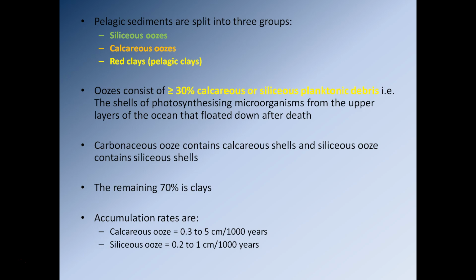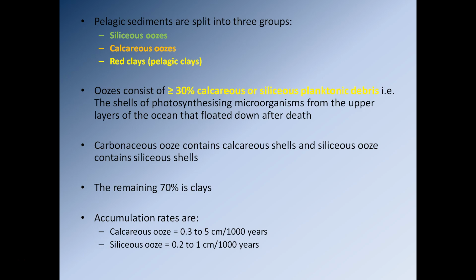So pelagic sediments are split into three groups: siliceous oozes, calcareous oozes, and red clays, also called pelagic clays. So what's an ooze? An ooze consists of equal to or greater than 30% calcareous or siliceous planktonic debris. So what are we talking about? Well, it just so happens that the little photosynthesizing plankton, the algae that float on the top of the oceans, some of them have shells. And those shells can be made of calcium carbonate, or they can be made of silica.